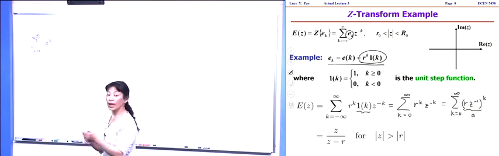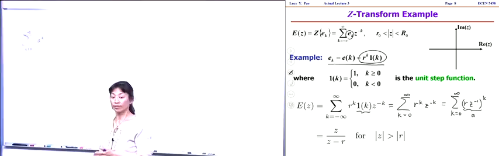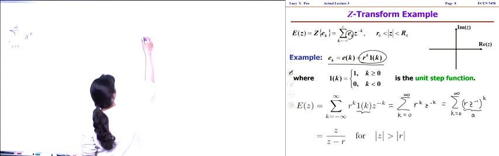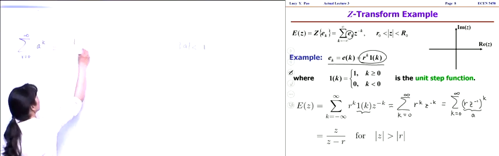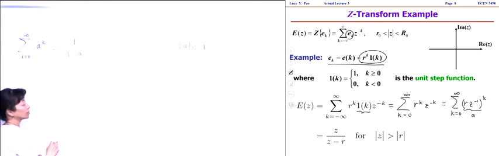It converges when the absolute value of A is less than 1. Right? So we need A to be less than 1. And what is it when A has magnitude less than 1? It's equal to 1 over 1 minus A. Exactly. And so in our particular case, A is equal to R Z inverse.